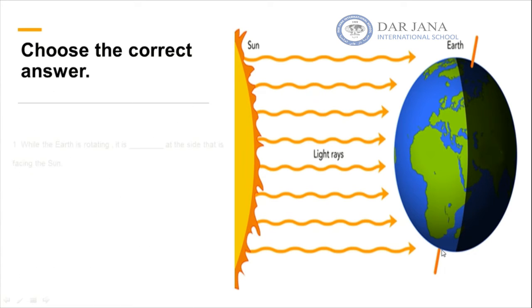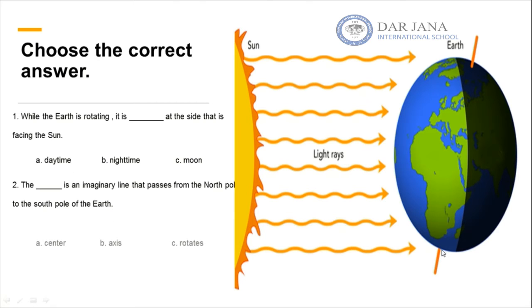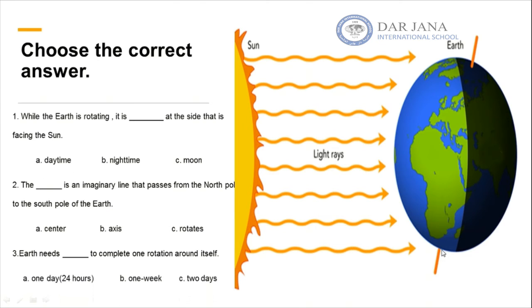So let's choose the correct answer from these questions. I will pick up my pen and you will help me to solve them. While the earth is rotating, what is it at the side that is facing the sun? Let's go back to the picture. This part is facing the sun. It's looking at the sun. What will this part have? Daytime, nighttime, or moon? It will have daytime because it is lighted up.